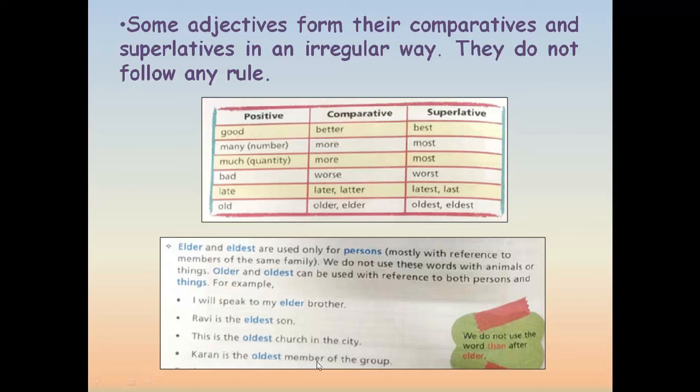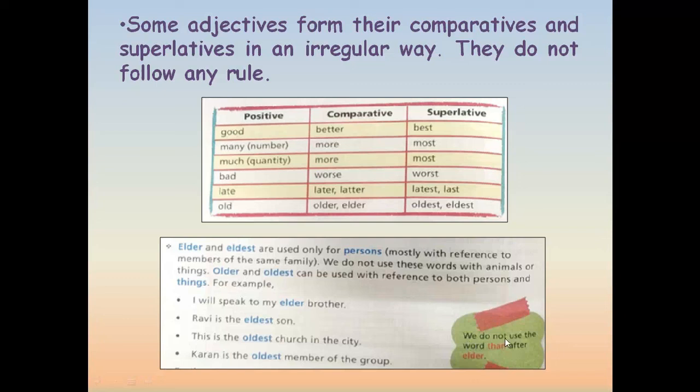Karan is the oldest member of the group. So I told you older and oldest can be used with human beings as well as non-living things. Now, Karan is the oldest member of the group. If you are a member of a group, you're not a family member. You're just a member of a group. In that case, I will use oldest. Understood? Because you're not talking about a family. We're just talking about any random group.